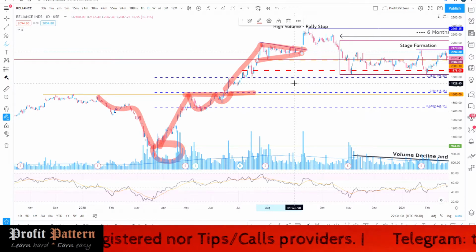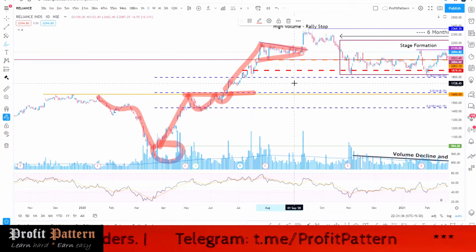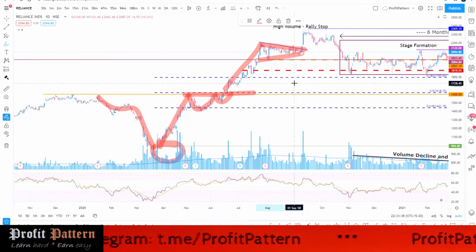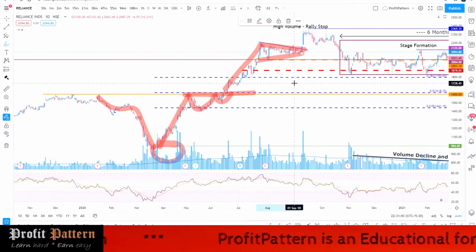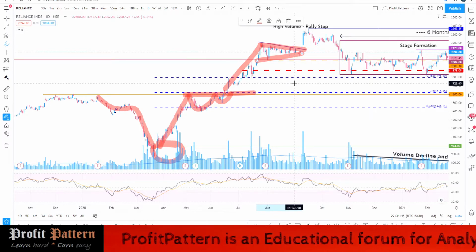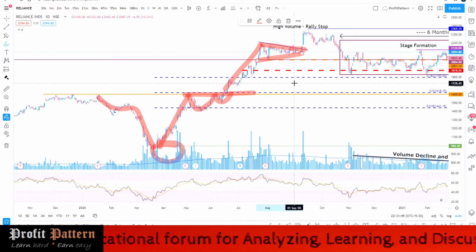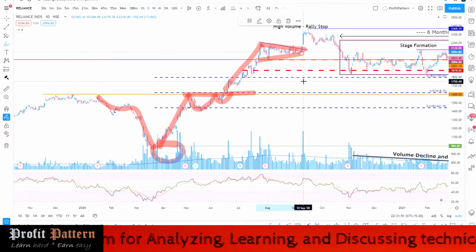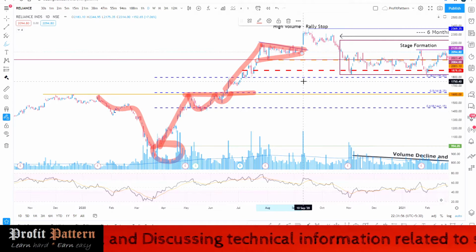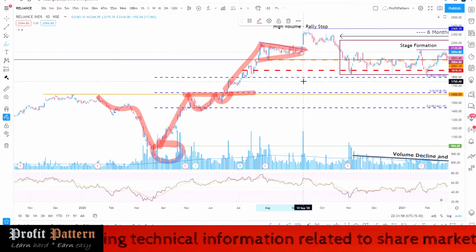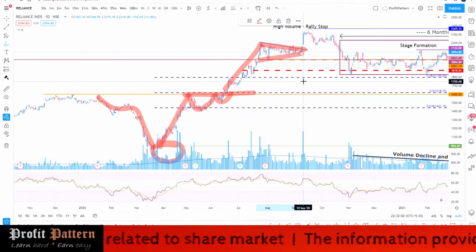When this flag pattern was forming, and after the confirmation of the breakout, people were excited that Reliance Industries was going to give a very good high. At least 2700 levels were expected at that particular moment, and many technical analysts were saying in September that Reliance Industries can move up to 2700 in a few days or a few weeks.